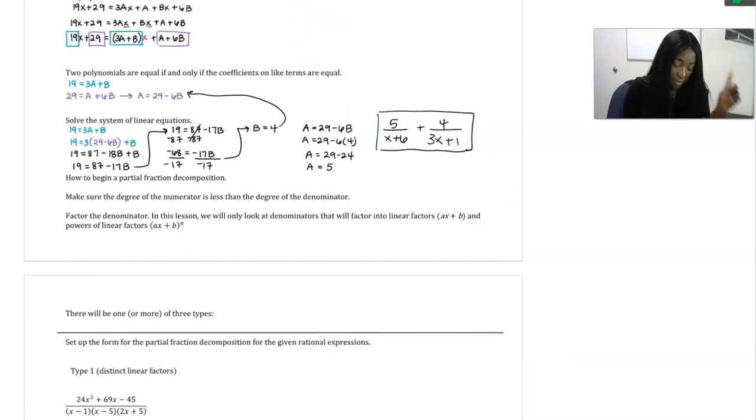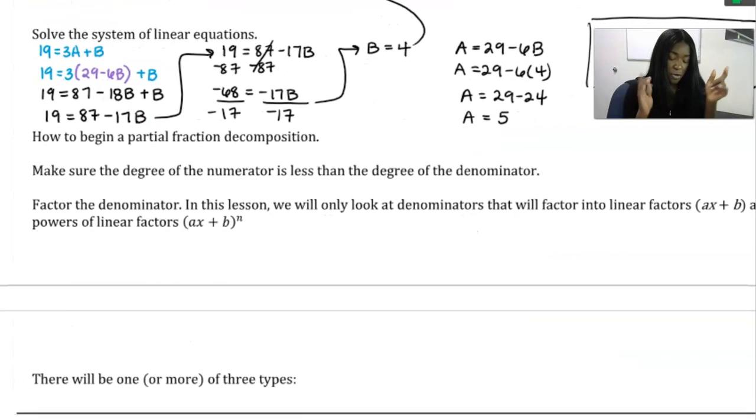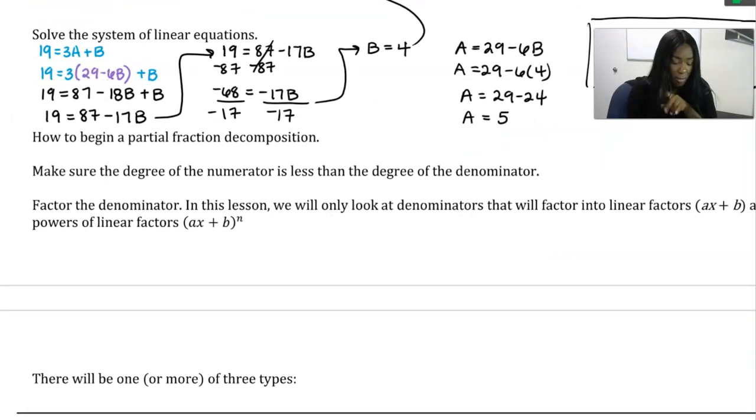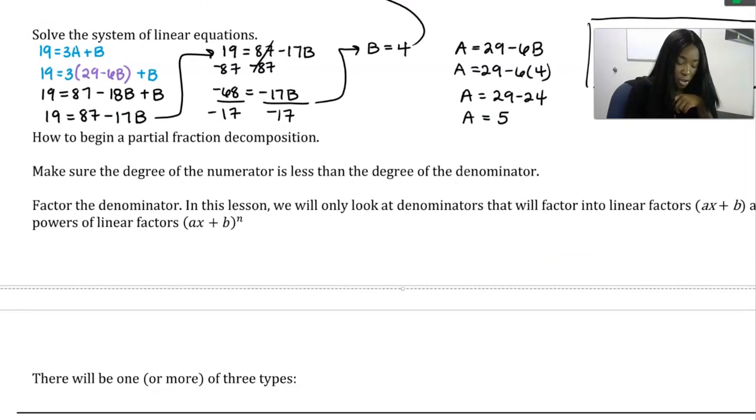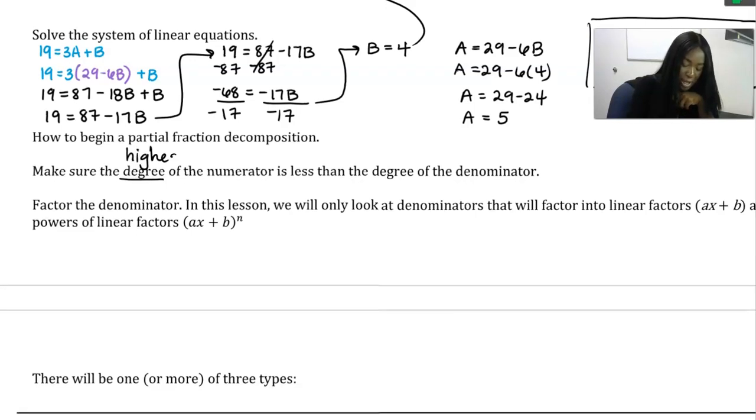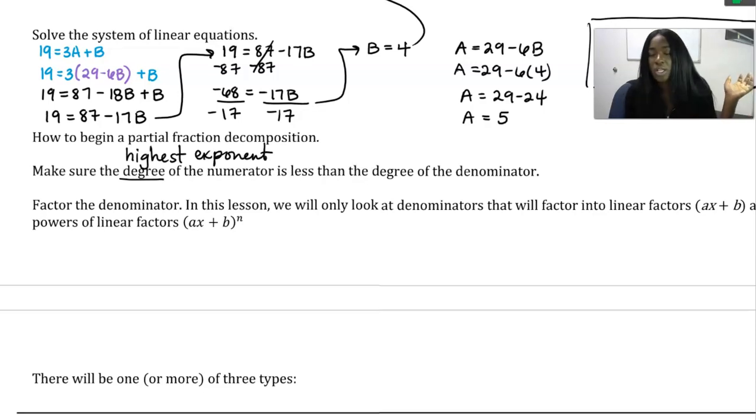Before I stop this video, if you're going to be doing partial fraction decomposition, you need to make sure that the degree, and all degree means is highest exponent, that the degree of the numerator is less than the degree of the denominator. We should not be doing partial fraction decomp if the numerator has a higher degree. And in order to do partial fraction decomp, the denominator needs to be completely factored.